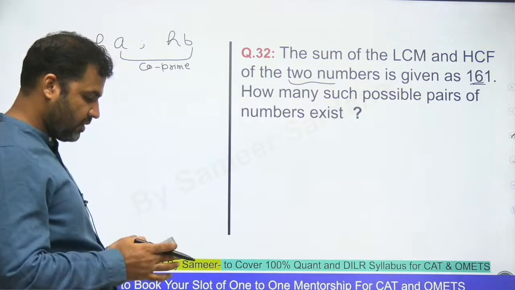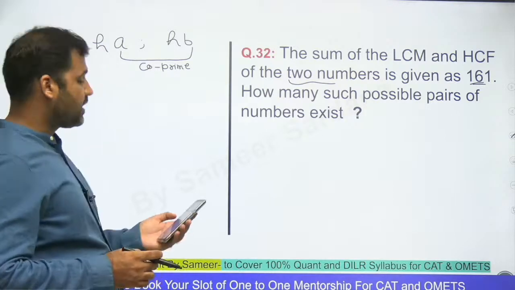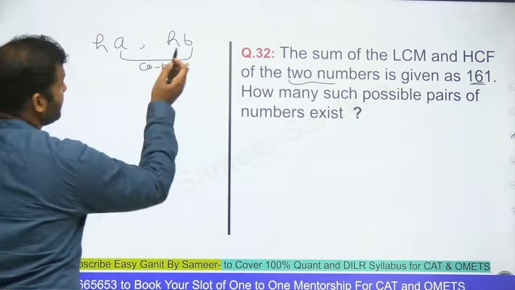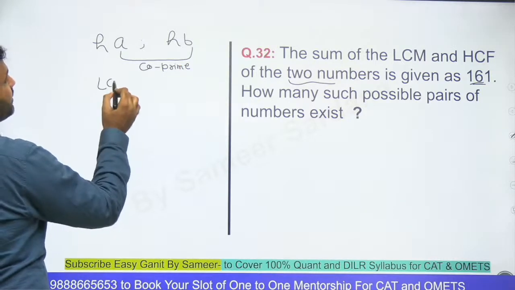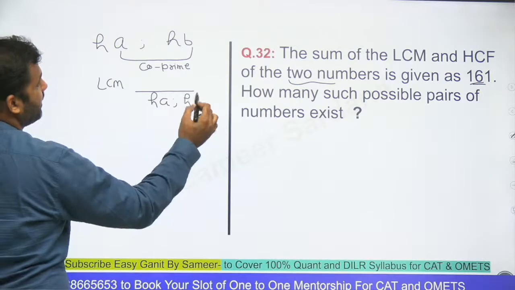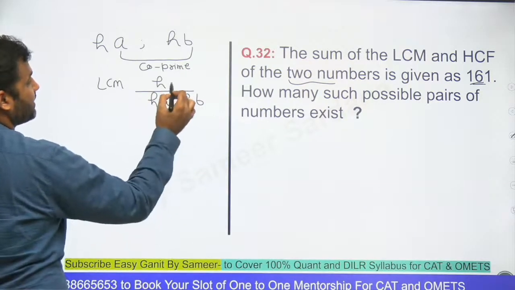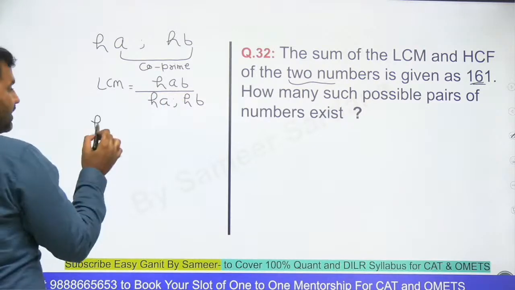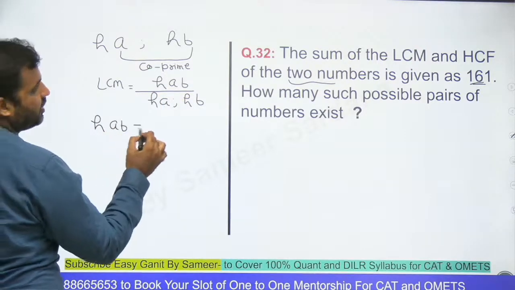Anybody having any doubt in it? HA, HB should be co-prime with each other, guys, right? Now question is, अब इसका LCM क्या बनेगा बच्चों? HA और HB का LCM अगर मेरे को लेना है, HA and HB where A and B are co-prime, so can I say LCM will be equal to HAB. Now guys, HAB is given to me.